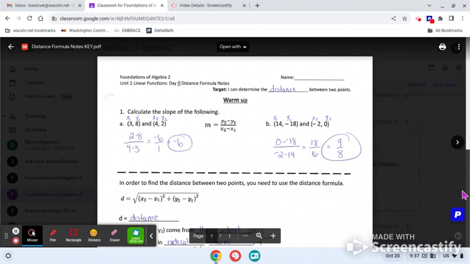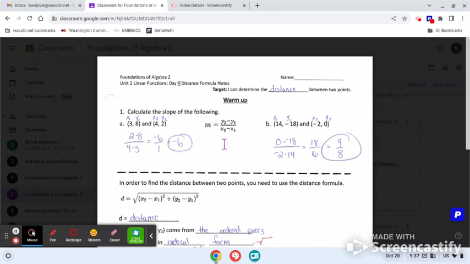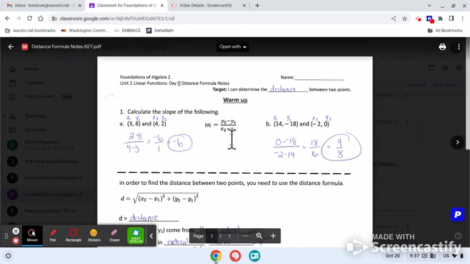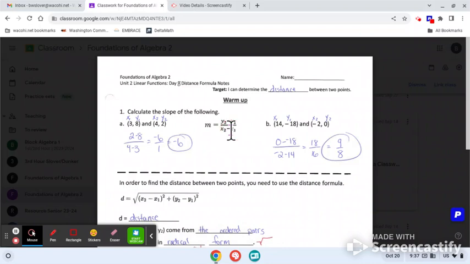Today we're going to talk about the distance formula, so you're going to be able to find the distance between 2 points. The warm-up is actually asking us to calculate the slope. Your slope, remember, is rise over run. Here's our equation: y2 minus y1 over x2 minus x1, change in y over change in x.